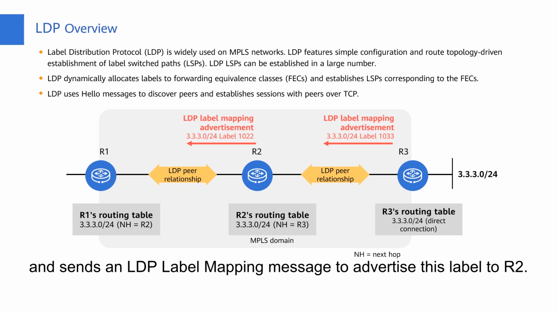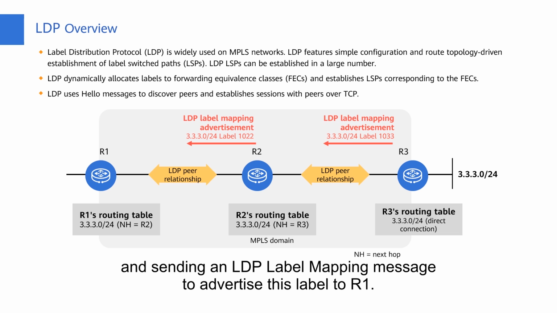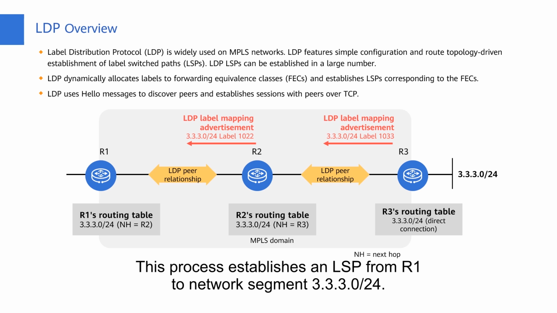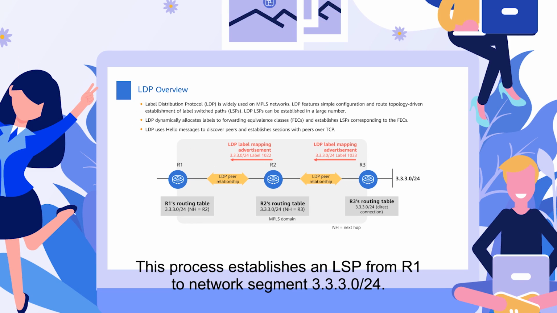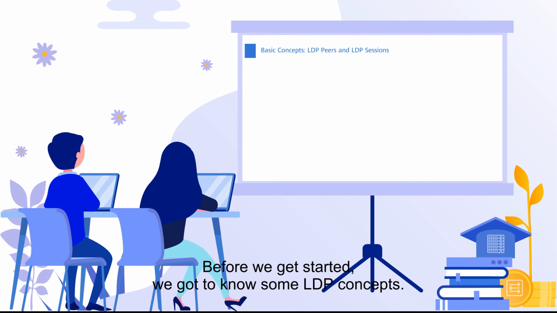R3, as the downstream node of this topology, assigns label 1033 to FEC 3.3.3.0/24 and sends an LDP label mapping message to advertise this label to R2. R2 repeats this process by assigning label 1022 to FEC 3.3.3.0/24 and sending an LDP label mapping message to advertise this label to R1. This process establishes an LSP from R1 to network segment 3.3.3.0/24.